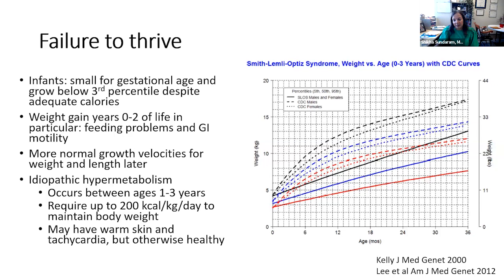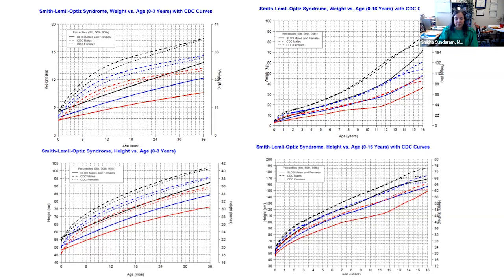And clinically, in addition to poor growth, these patients may have warm skin and a little bit of tachycardia, but otherwise seem to be healthy in the context of their primary disease. And I put these growth curves up just to give you a sense of what this looks like.